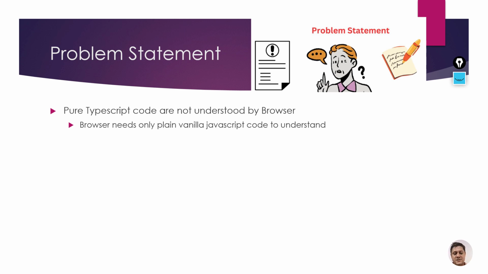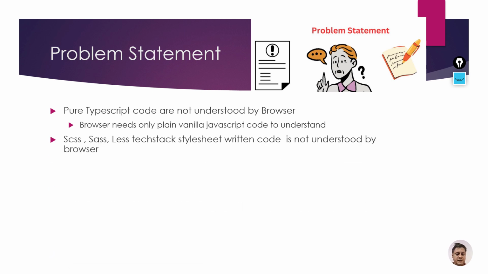The browser only understands plain vanilla JavaScript, and this is going to be forever, right? Because browsers are trained to understand plain vanilla JavaScript, which we used to write earlier, but nowadays TypeScript, React.js, Vue.js, these are popular. SCSS, SASS, LESS style sheet code is also not understood by the browser. What the browser understands is CSS, cascading style sheets, but they are not intuitive.